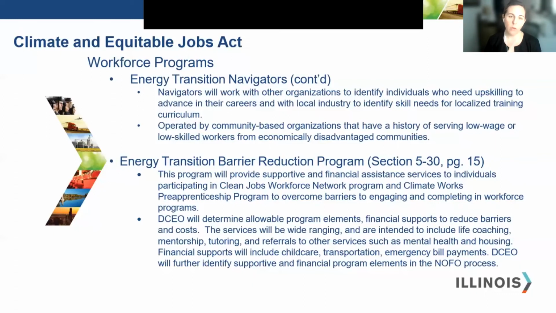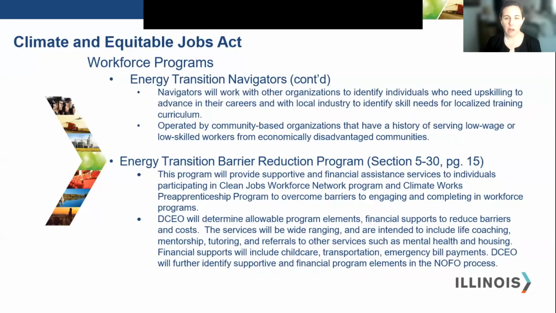So DCO will determine the allowable program elements and what those financial supports will look like to reduce barriers. But the services can be wide ranging and they'll likely include life coaching, mentorship, tutoring, and referrals to other services such as mental health and housing. And the financial supports can include things like childcare, transportation support, emergency bill payments, etc.